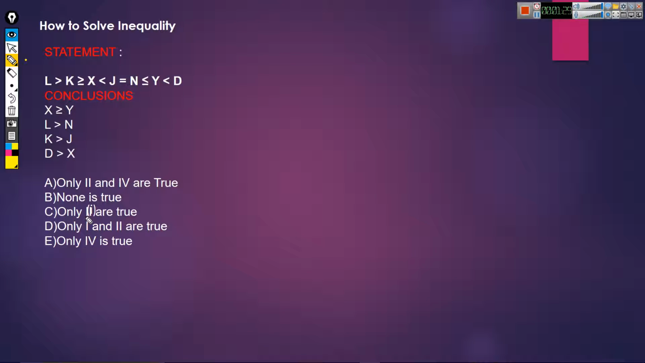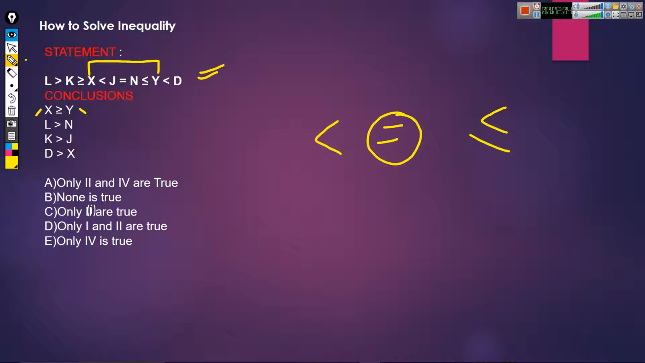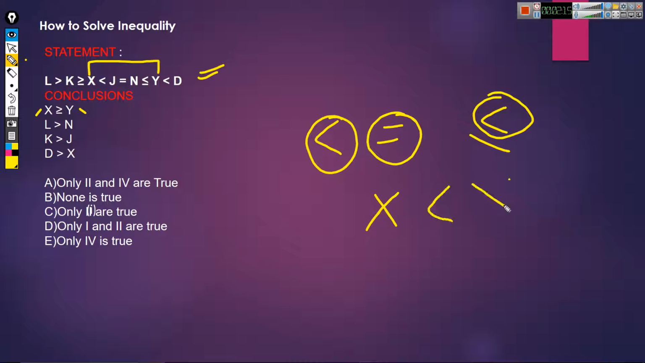Here is the question. If the statement is given in a single line, then you don't need to write anything. What you need to do is compare the symbols. Here is x, here is y. We have to go from x to y. Write all symbols between x and y: less than, equals to, less than equals to. Now find the common sign. Remember one thing, we don't compare is equal to, we have to ignore this sign. Whenever you get is equal to, just ignore it. So now less than and less than equals to, what is the common? Common is less than. So x is less than y, and what is given? x is greater than equals to y. It means this is wrong.